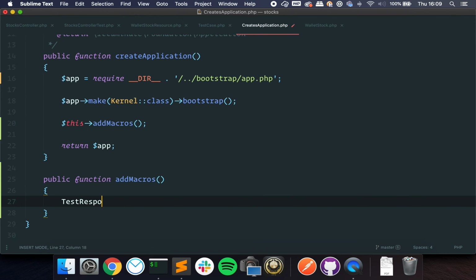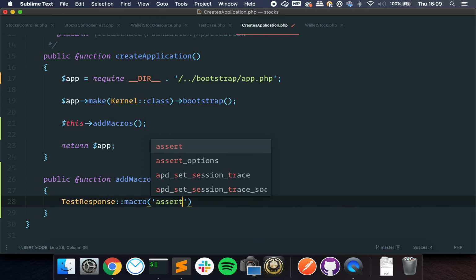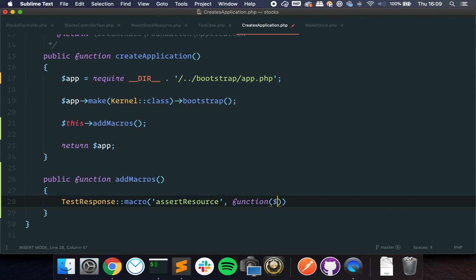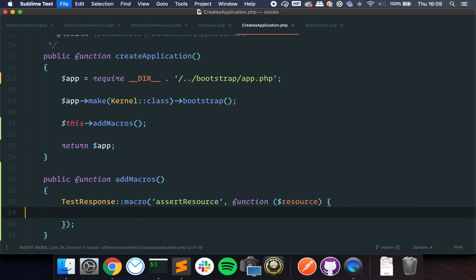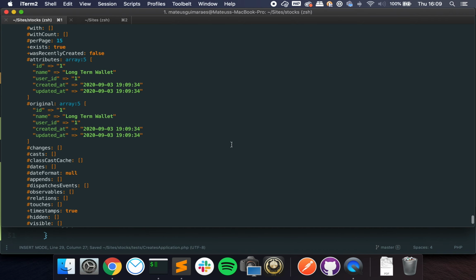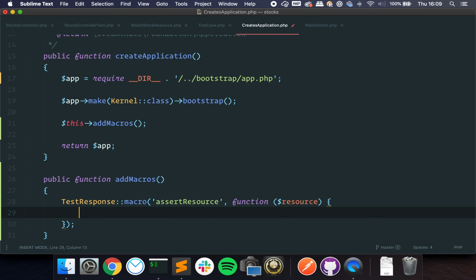So we can do test response macro, assert resource, then we pass a function. We need the resource itself, so we pass it as a parameter. And let's dump this. Okay, cool. We see the resource.